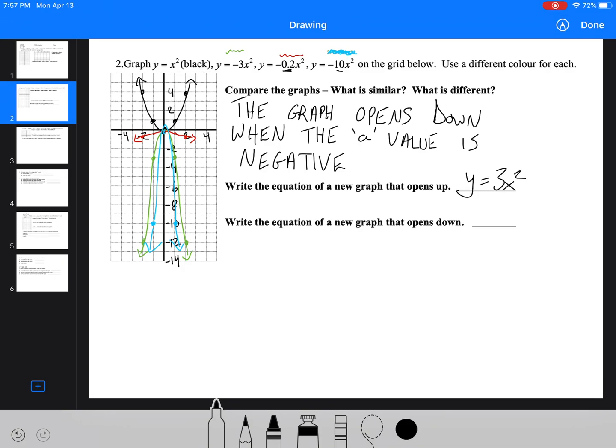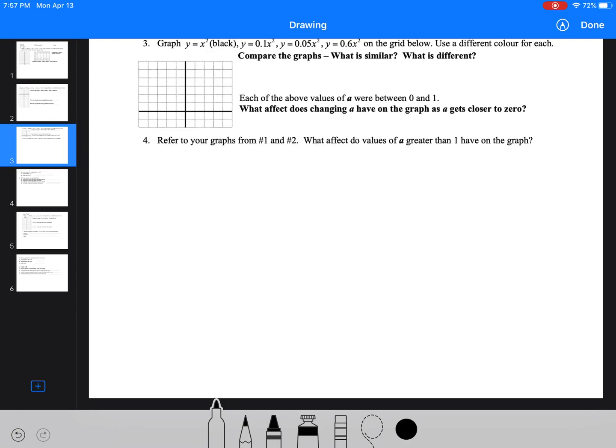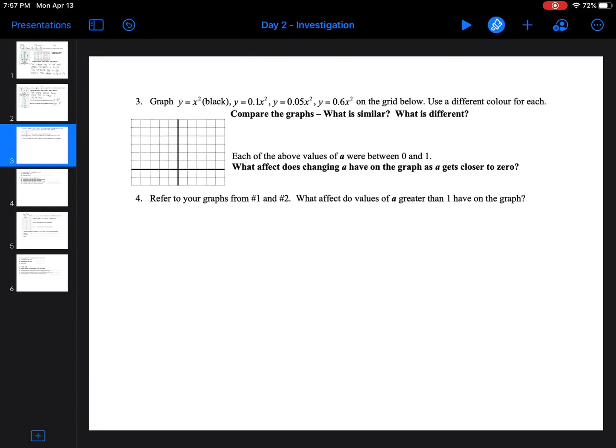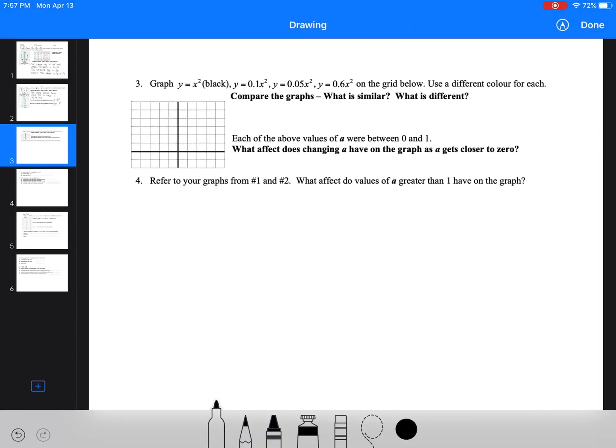So write an equation of a graph that opens up, y equals 3x squared. One that opens down, y equals -x squared. It could have been anything. We just needed to put a negative number. All right, the next one here. So I'll just move this down a little bit.